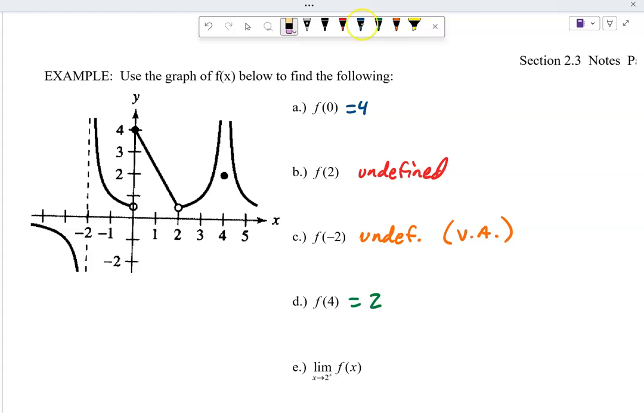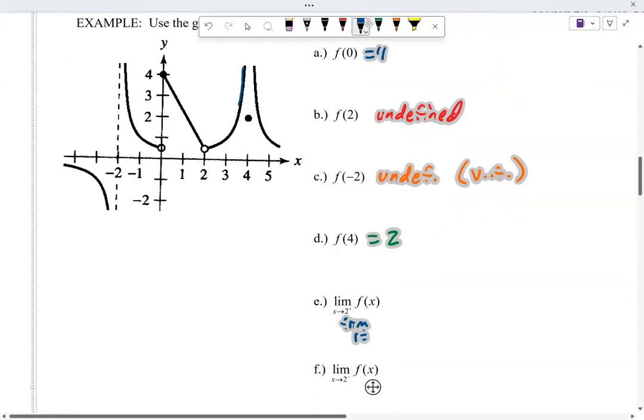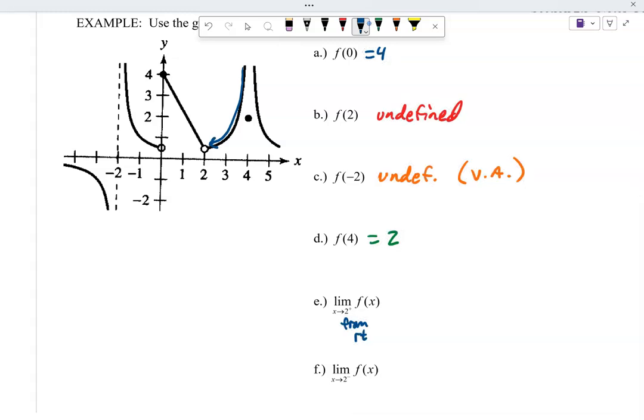Limit as x approaches 2 from the right. So again, I'm going to follow this graph from the right. And it looks like I'm approaching that y value. It looks like it's a y value of 1/2. I know it's not defined there, but I am getting arbitrarily close to that 1/2 right there. So that limit exists from the right.